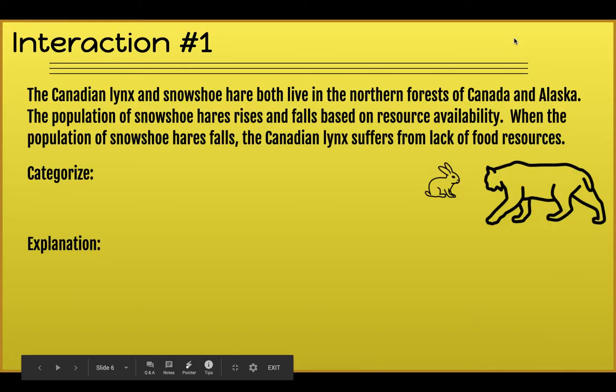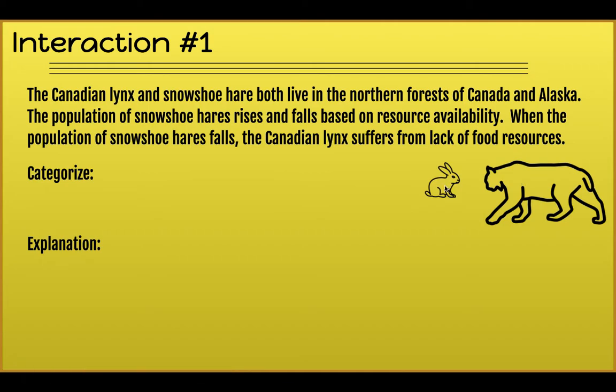Maybe that's easier. So it says the Canadian lynx and the snowshoe hare both live in the northern forests of Canada and Alaska. The population of snowshoe hares rises and falls based on resource availability. So food, water, shelter. When the population of the snowshoe hares falls, the Canadian lynx suffers from lack of food resources.